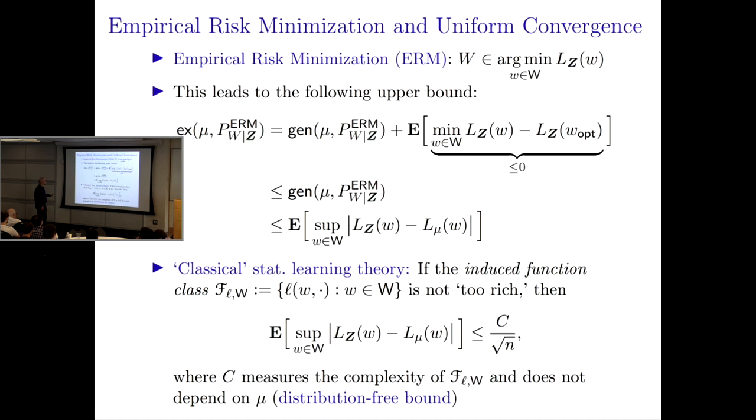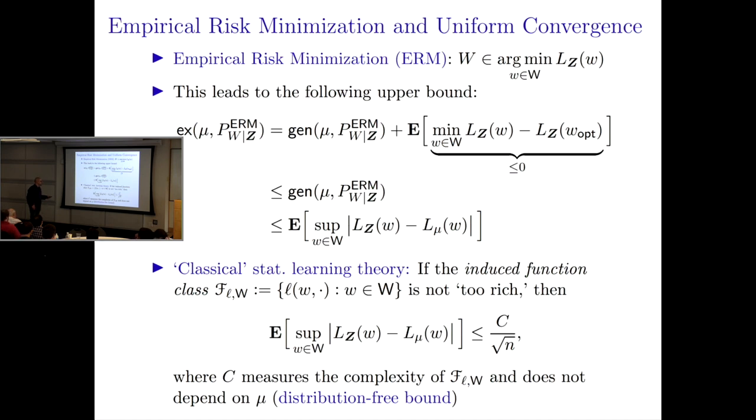So what you can do is crudely forget about the algorithm, and just upper bound this difference by the supremum over all hypotheses of the absolute value of the difference between the sample risk and the population risk. Interestingly, if this quantity goes to zero as we increase the sample size, then we have consistency, meaning that eventually you're going to do, with high probability, nearly as well as the optimal hypothesis. So classical statistical learning theory is concerned with what's called uniform laws of large numbers.